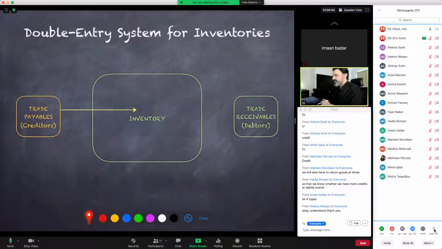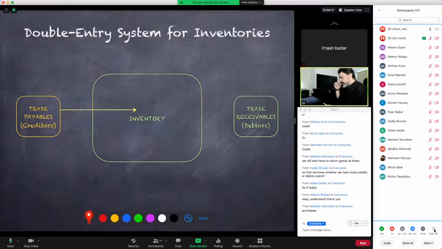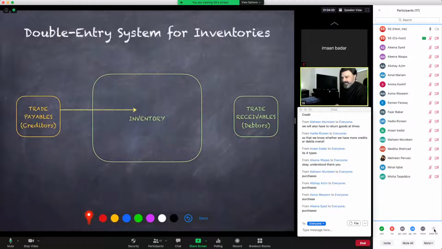So this is our first movement here. You can see there's this yellow arrow. Which inventory movement do you think it represents? We know there are four possible inventory movements: sales, purchases, sales returns, and purchases returns. So which particular inventory movement are we talking about here? Alicia says purchases. Maheen says purchases. Very good, Maheen. Asma says purchases. Good. Alina says purchases. We all agree it's purchases, right? Because if the goods are moving from our suppliers to us, that means we must have been buying these goods. Yes, we all are correct.